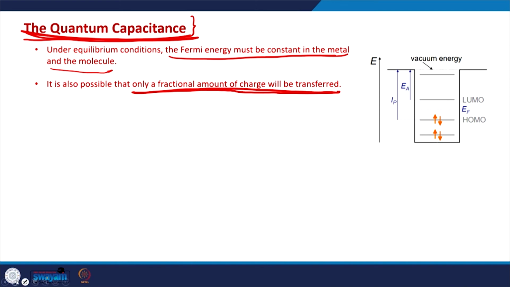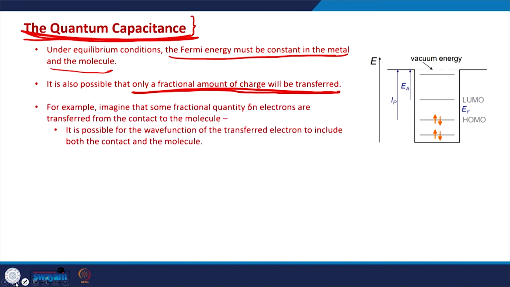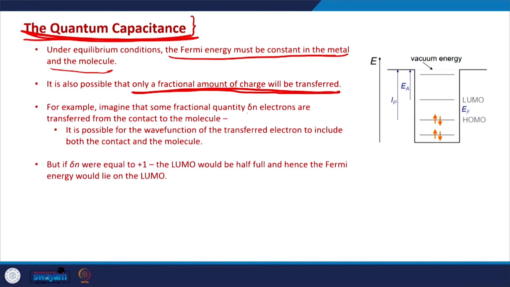and sometimes that is also the case. Okay. So, we will consider the case in which delta n electrons are transferred from the contact to the molecule. If delta n is plus 1, which means that one electron is transferred from metal to the quantum dot, in that case LUMO will be half filled if the HOMO was already fully occupied, and that is what we assume, and that is why the Fermi energy or the Fermi level will now be at the LUMO level.